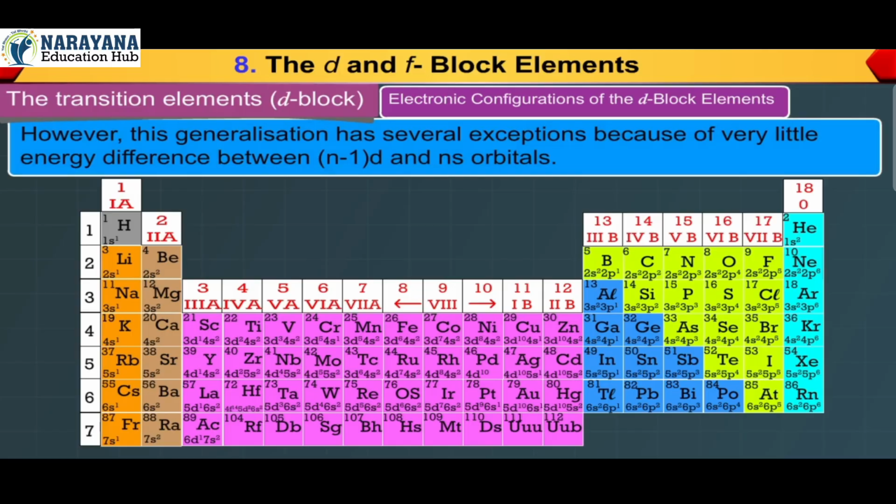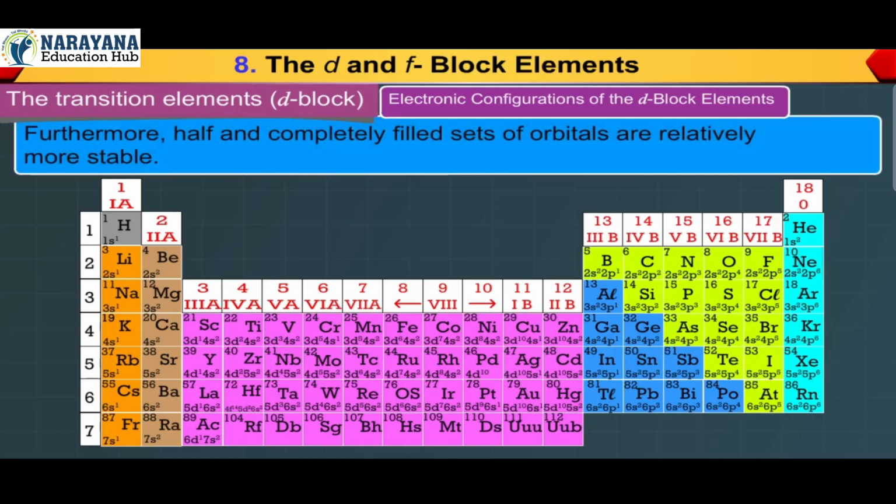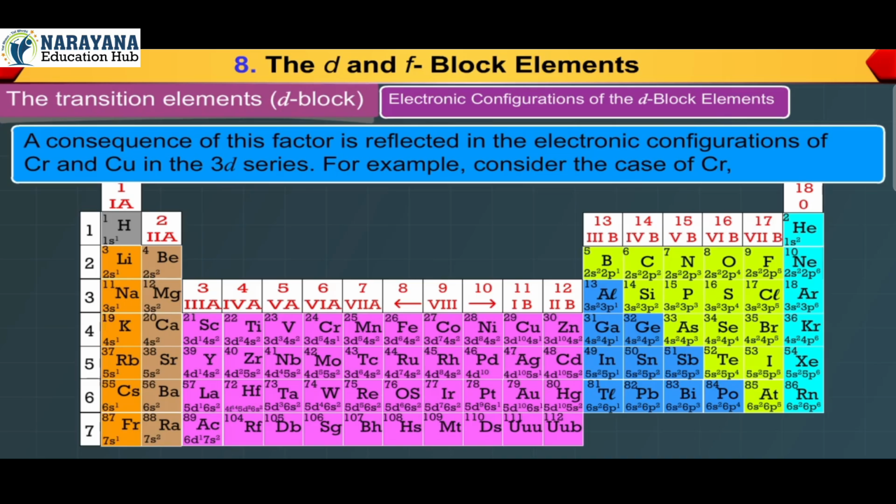However, this generalization has several exceptions because of very little energy difference between (n-1)d and ns orbitals. Furthermore, half and completely filled sets of orbitals are relatively more stable. A consequence of this factor is reflected in the electronic configurations of Cr and Cu in the 3d series.